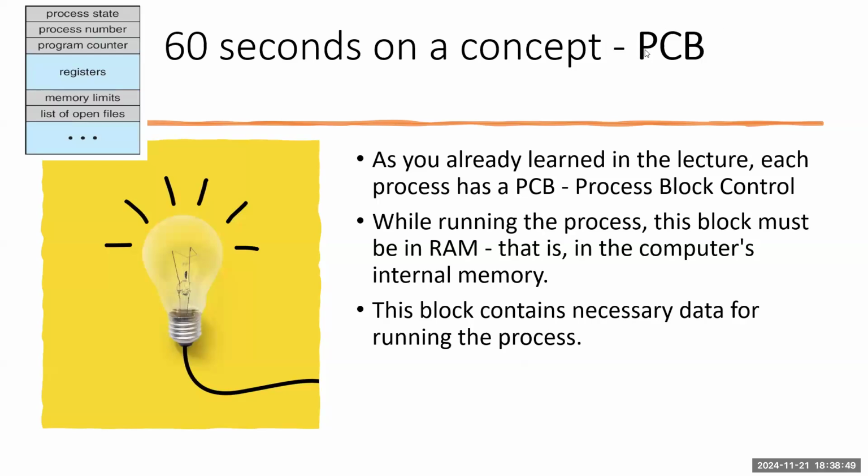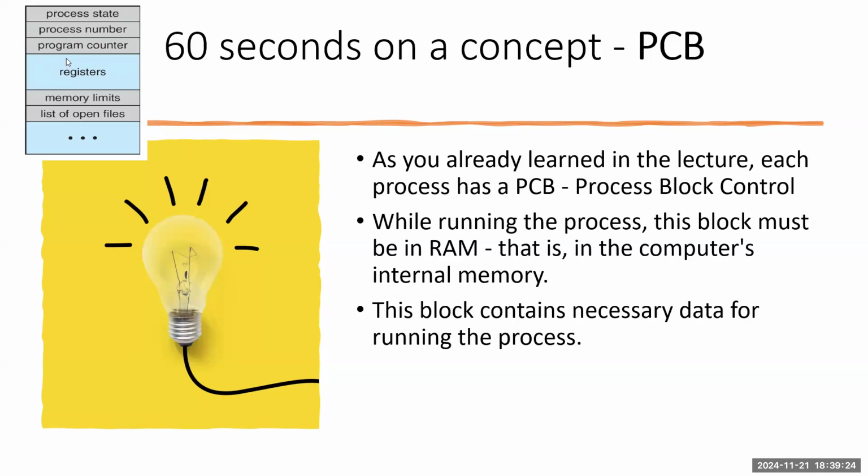We talked in the lecture about the PCB. It's this little box here on the left, which contains the state of the process, the number of the process, the program counter, which is essentially a register, all the other registers, the memory limits, where the memory starts and stops. In other words, this particular program is allocated some of the memory of the computer. We need to know where it begins and where it ends. And a list of open files, which is all the files that this process has opened.